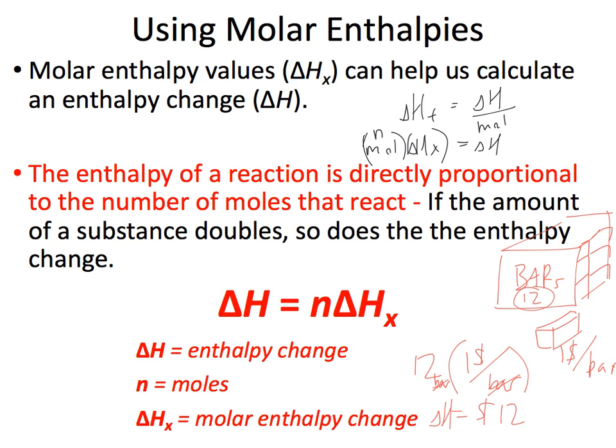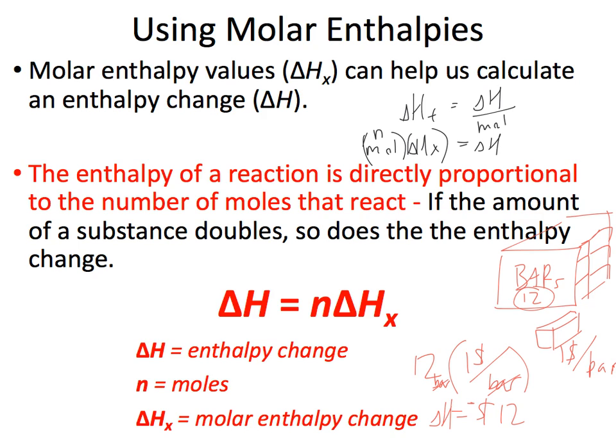In this case, if we wanted to make it more accurate, it would be negative 12 because we would be producing that amount of money for the seller. And so in this case, that number is equal to our delta H. n is how many chocolate bars. Our delta Hx is the price per bar, in this case the kilojoules per mole, and n is how many moles. And if we multiply those, we get the total amount of energy change.